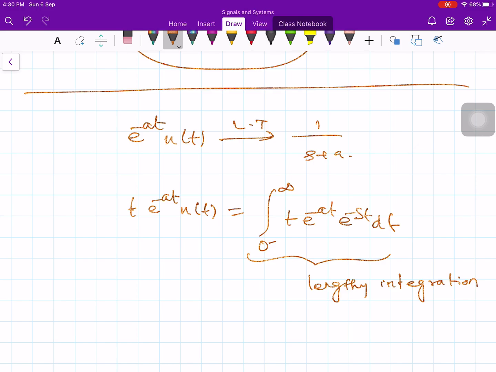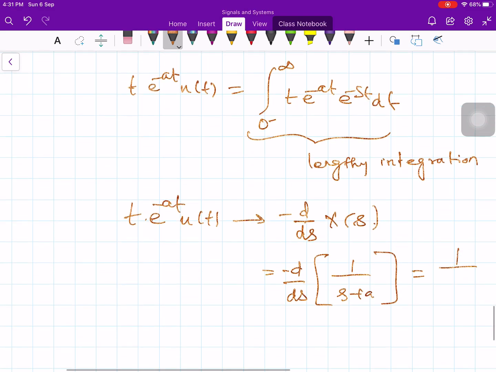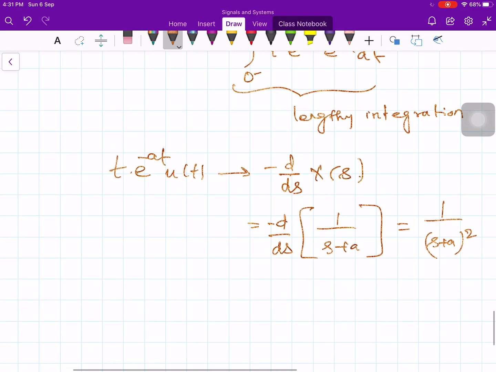So you multiply in the time domain e power minus at and u of t by t, that becomes the negative derivative of the Laplace transform x of s. So minus d by ds times what is x of s? 1 over s plus a. If you differentiate, then you will get 1 over s plus a the whole squared. Suppose you put t squared times e to the minus at times u of t, then if you do this work, it becomes 2 divided by s plus a whole cube.